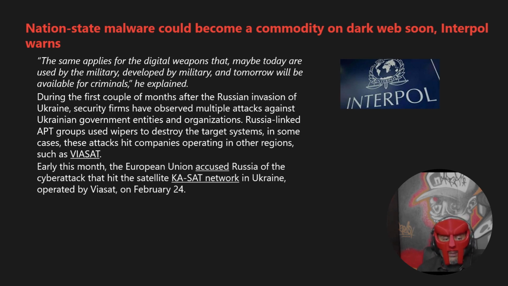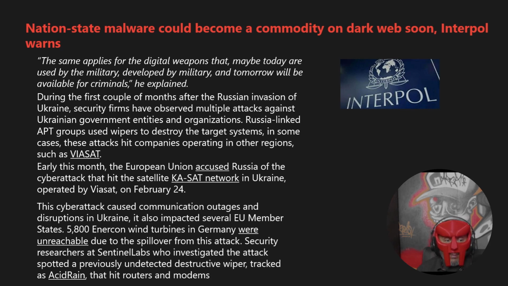Early this month, the European Union accused Russia of the cyber attack that hit the KA-SAT satellite network in Ukraine, operated by Viasat on February 24th. This cyber attack caused communication outages and disruptions in Ukraine. It also impacted several EU member states. 5,800 Enercon wind turbines in Germany were unreachable due to the spillover from this attack.